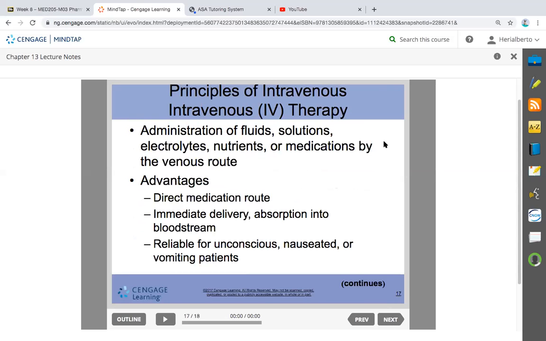Principles of intravenous therapy, IV therapy: administration of fluid solutions, electrolytes, nutrients, or medications by the venous route. Advantages of this type of route: it's a direct medication route. You have immediate delivery, absorption into bloodstream. It's reliable for unconscious, nauseated, or vomiting patients.